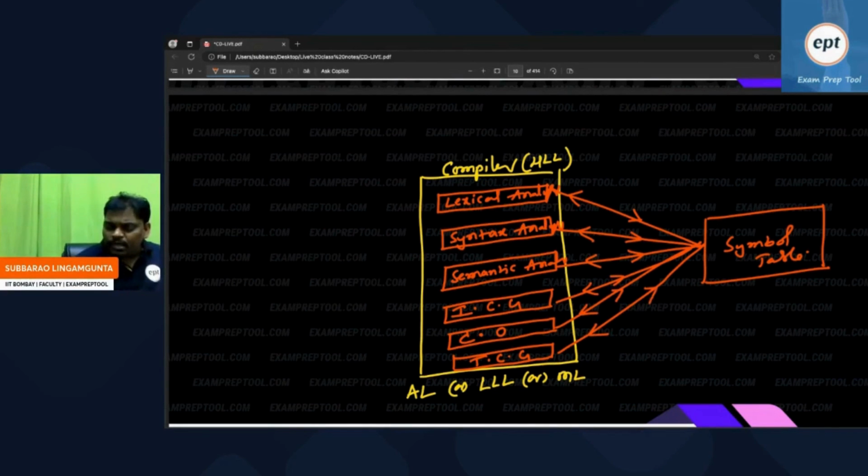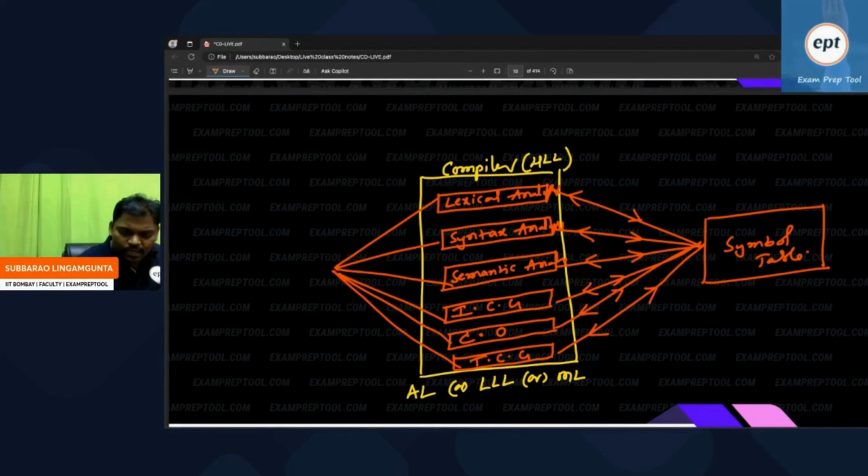Some people are asking, sir, whenever these 6 phases are running and some problem comes, what should I do? Suppose this big program is running, there may be a chance that some problems will come. That is handled by the error handler. You can inform the error handler, and it will take the corresponding action.